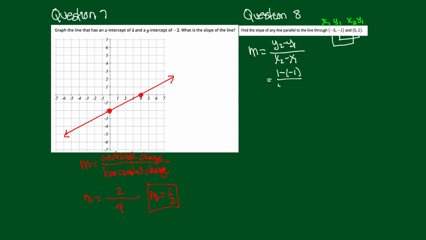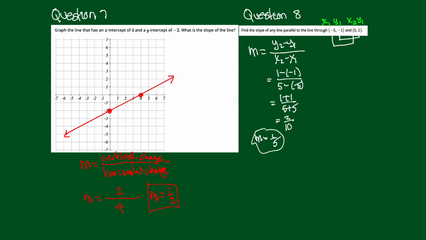So it's going to be 5 minus -5. Just be careful with all those negatives. So I get 1 plus 1 over 5 plus 5. So I get 2 over 10, or how about the slope being 1/5? All right, so there's the slope.